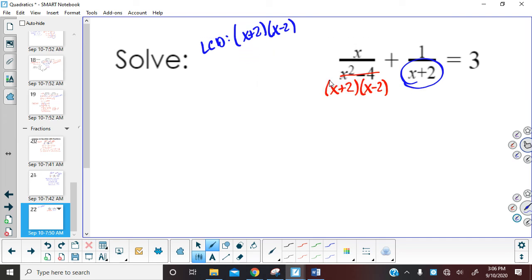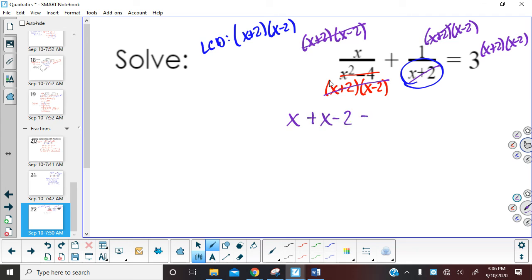So now we're going to go ahead and multiply everything by the x plus 2, x minus 2. And again, we're going to do all parts, so the left side and also the right side. Okay? So when we look at this, the whole top and bottom cancels. Here, x plus 2 cancels. On the right-hand side, nothing cancels. So on the left, we have x. The second term, 1, when we distribute that into the x minus 2, it just stays x minus 2.